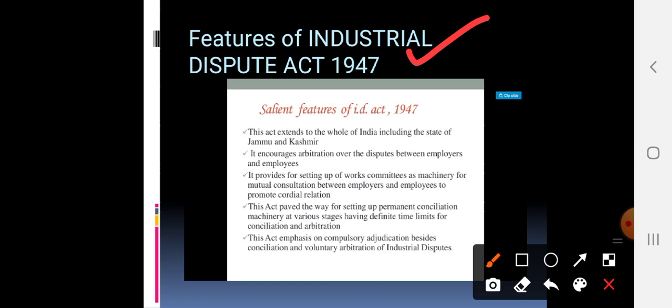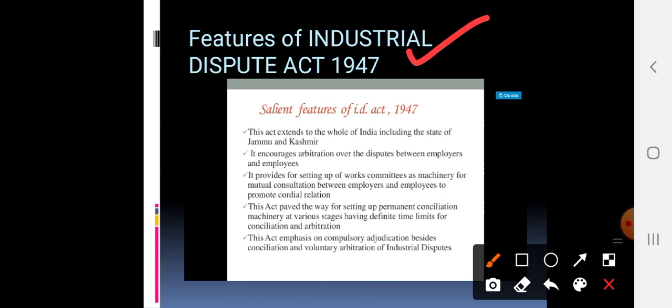Next, strikes and lockouts are prohibited by this act. It applies all over the country, including the state of Jammu and Kashmir. It encourages arbitration over disputes between employers and employees. This act emphasizes compulsory adjudication besides conciliation and voluntary arbitration of industrial disputes. As I have previously explained, one important term is adjudication, where we take the help of the government to resolve the issues or disputes at the organization.